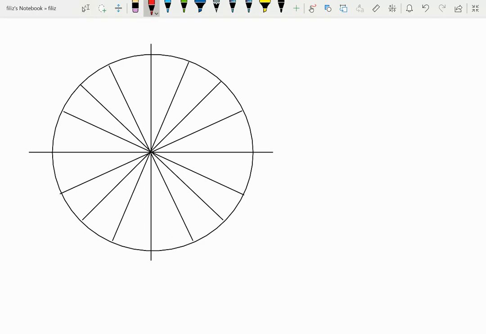So I will write the angles again. 30, 45, 60, 90, 120, 135, 150, 180, 225, 240, 270, 300, 315, 360. So we started here at 0 to 360.